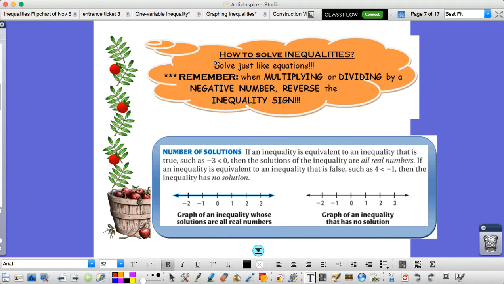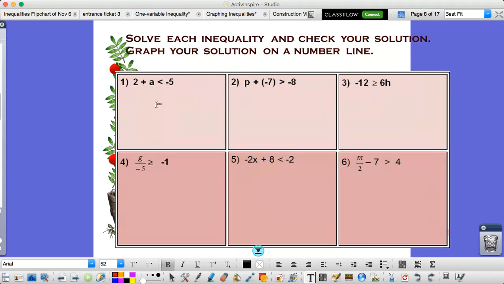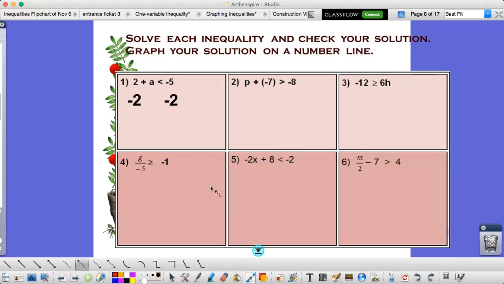Well, you solve just like a regular equation. Remember though, when multiplying or dividing by a negative number, you reverse the sign, and I'll show you what that means. So if we're doing this one, there's no reversing on this one. This one, you actually just have to subtract 2 from both sides. We want to get this a by itself, so you just do the train tracks. Nothing special today. Everything is just the same as what we learned before.